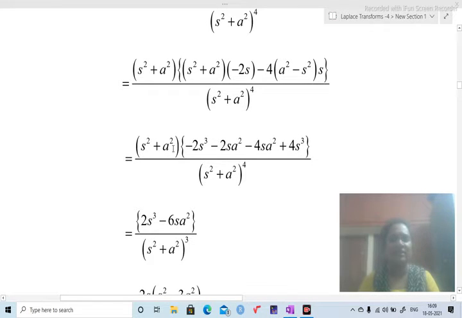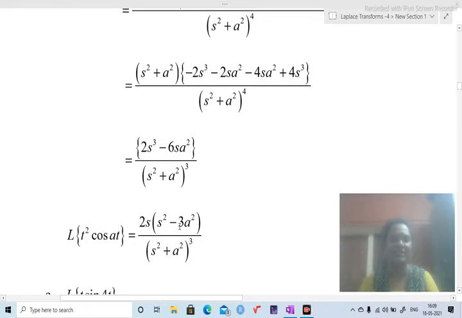Now cancellation, 1s are 3s are, then the denominator power becomes 3. The simplification of this term is this one. That means Laplace transform of t square cos at is, here again 2s is common, take 2s common and write down the remaining term. So this is the value of Laplace transform of t square into cos at.